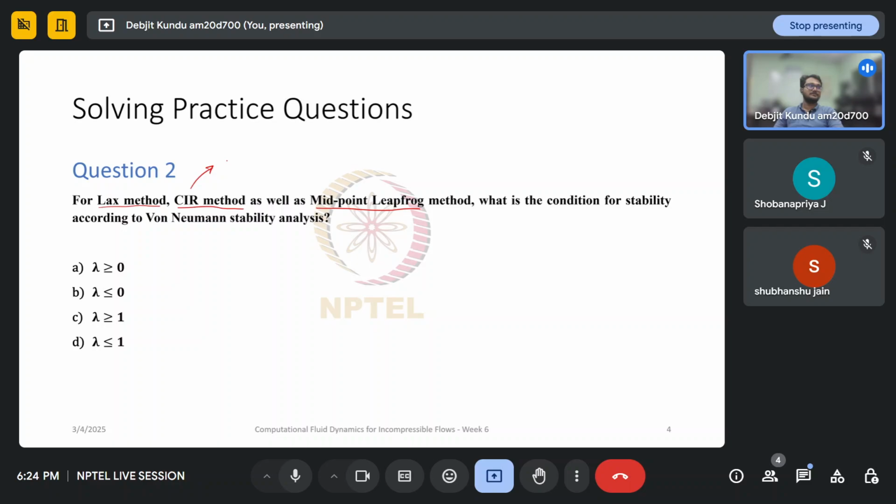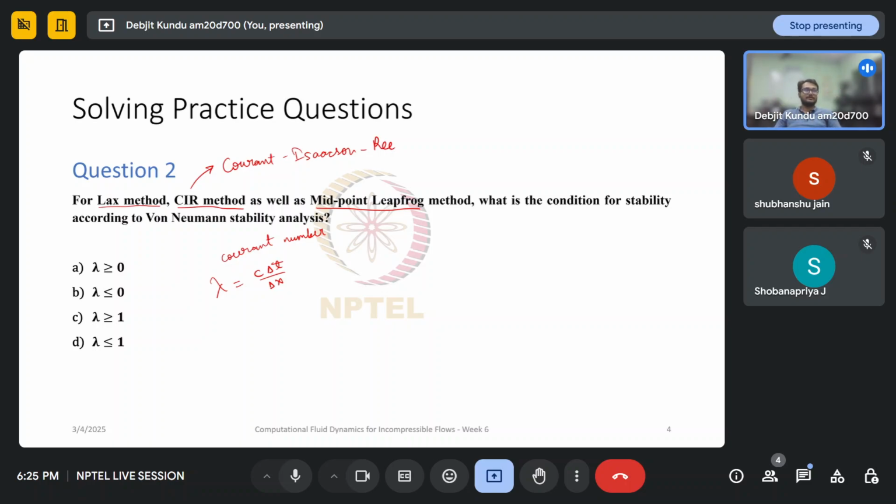Here there are two things I must say. The CIR method is the Courant, Isaacson, Rees method, and lambda in the options given is the Courant number. It's usually given by C into delta T over delta X. So what is the condition for stability according to von Neumann stability analysis for all these methods? This is a property that is common across all methods.